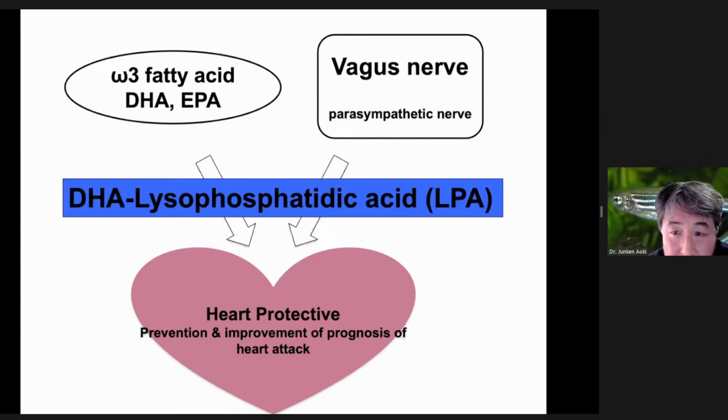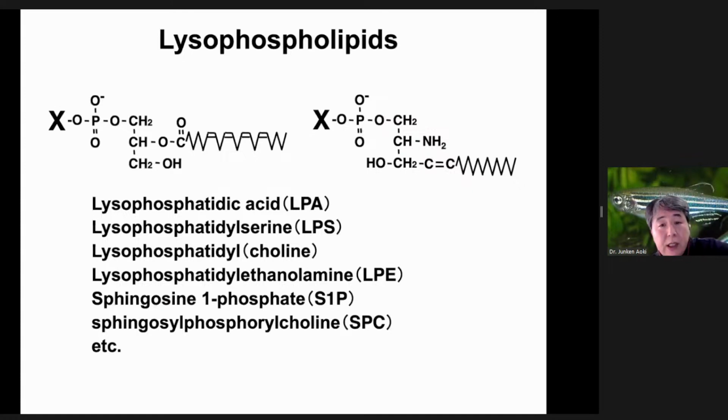So today I want to introduce that DHA lysophosphatidic acid, DHA-LPA, explains these two roles. As you may know, lysophospholipid is a phospholipid with one fatty acid, and various types of lysophospholipids are present in the body.